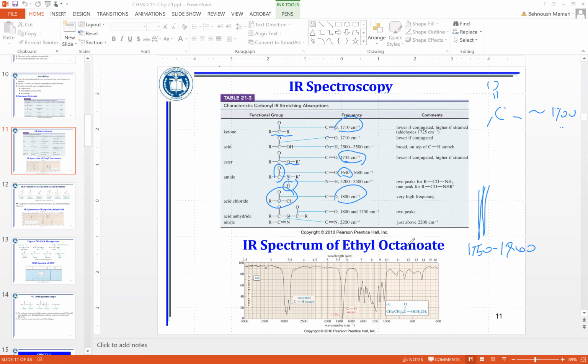Nitrile, the CN triple bond, shows a peak at 2200. This is an example for the ester. And how do I know it's an ester? Because it's an alkyl ester, and we expect a peak between 1730 and 1740, and that's the peak that appears, at 1739.